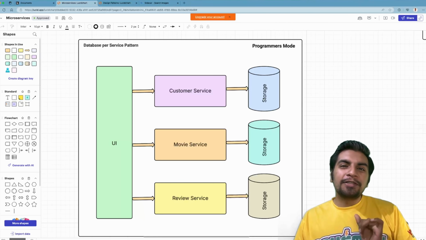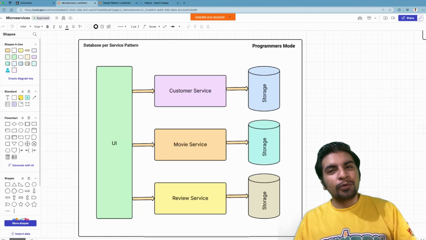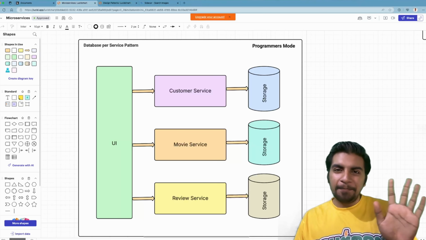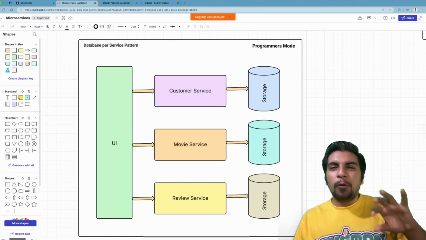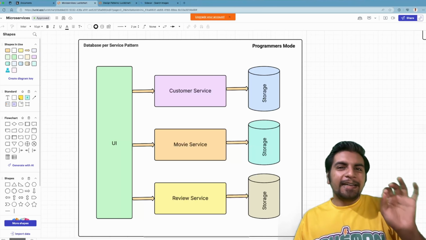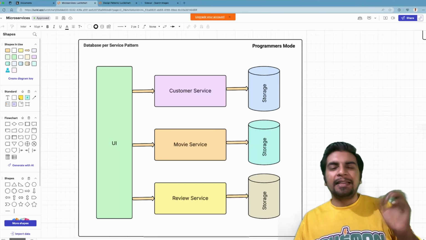So think of your services like restaurants in a food court. Each needs its own kitchen to operate independently, making its own recipes and avoiding chaos. That's the database per service pattern in a nutshell.